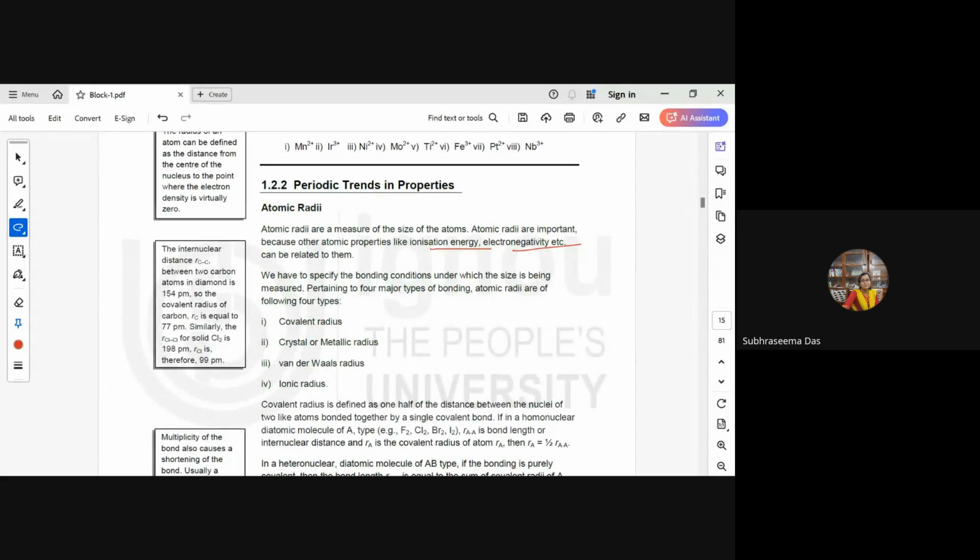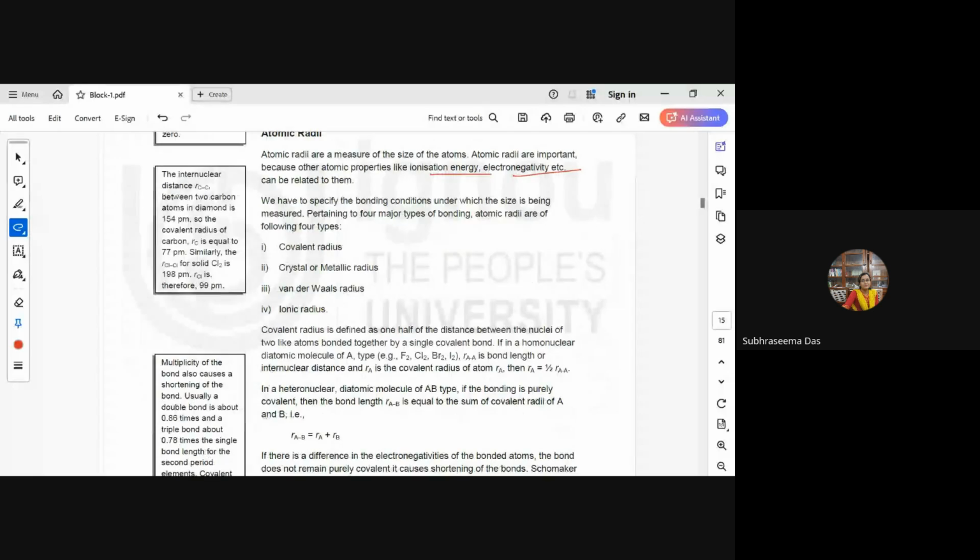One is the covalent radius. Second is the metallic radius. The third is the van der Waals radius, and the fourth is the ionic radius. Depending upon the type of bonding that occurs between the atoms we have considered, atomic radii have been divided into these four classes. So now, coming to what a covalent radius is: a covalent radius is defined as half of the internuclear distance between the two atoms in a covalent molecule.